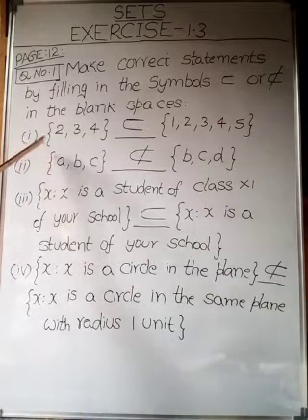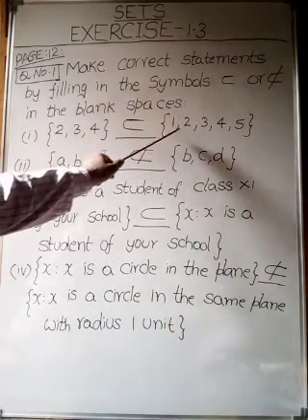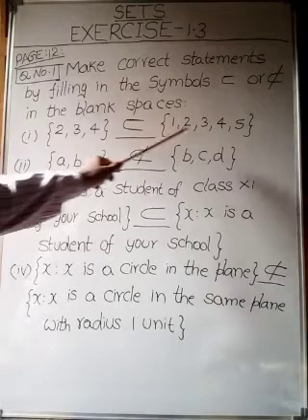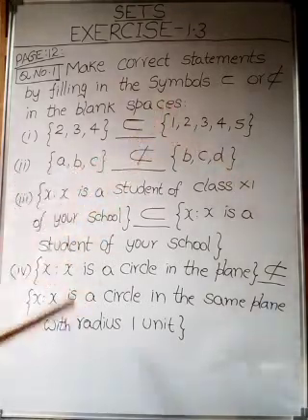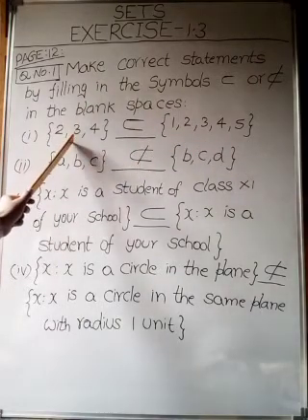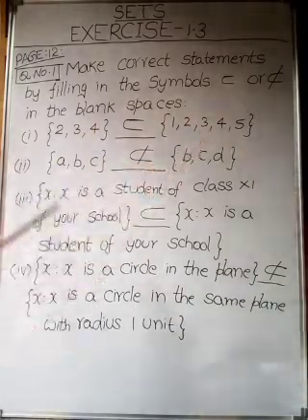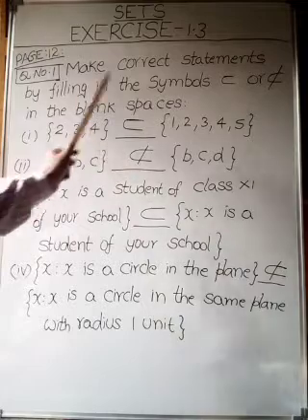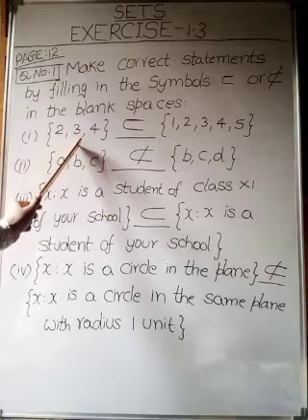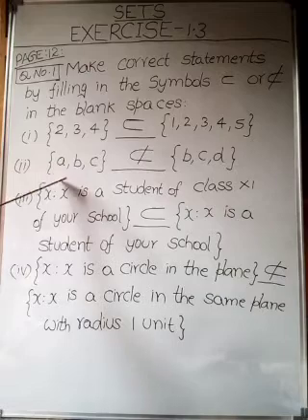See the first one. {2, 3, 4} dash {1, 2, 3, 4, 5}. Is this set a subset of this set or not? Yes, because 2 is an element here, and 2 is also an element there. 3 is an element here, and 3 is also an element there. 4 is an element here, and 4 is also an element there. So every element in this set is also an element in the second set. So the first set is said to be a subset of the second set. Okay, my children. Right. Now come to the second question.